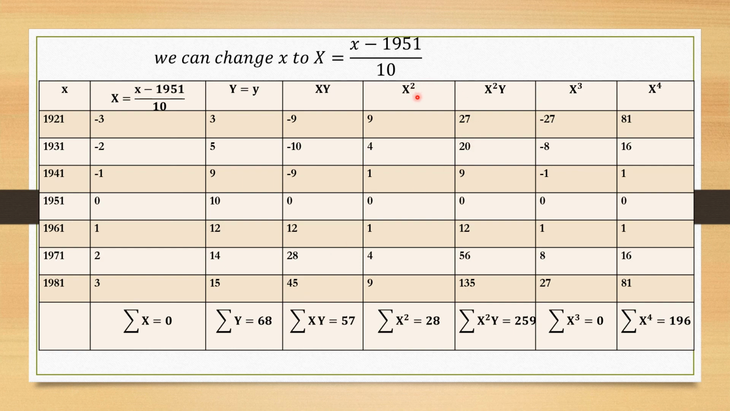Next we are calculating x square. Square of these values. So minus 3 square 9, minus 2 square 4, minus 1 square 1, 0 square 0, 1 square 1, 2 square 4 and 3 square 9.